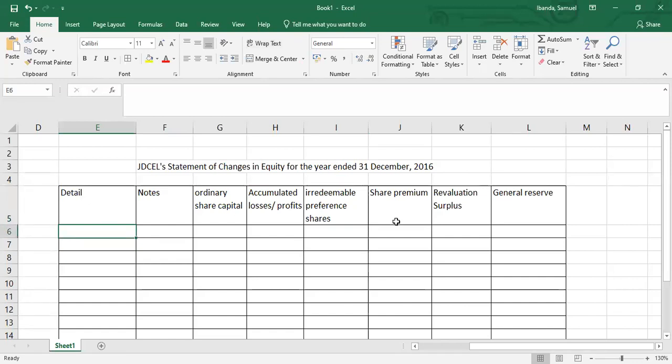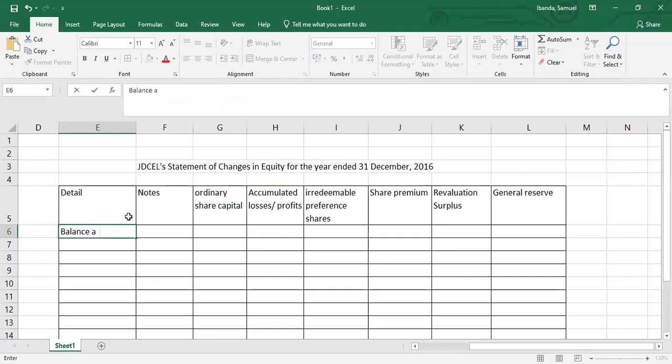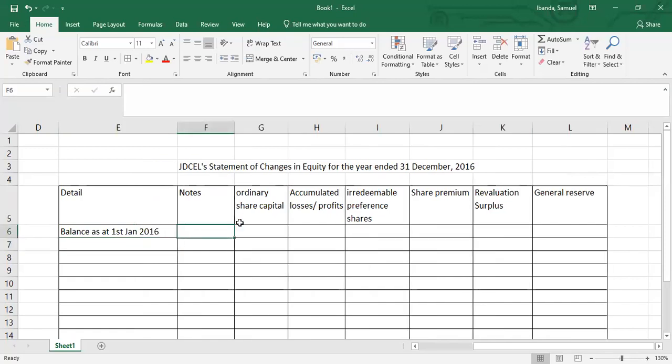So once we have that, the first thing to do, even when you look at what we have within our format, is to record the balances, the opening balances, the balances at the start of the year. Now, in this case, I'll say balance as at 1st Jan 2016. Okay, that is the balance.